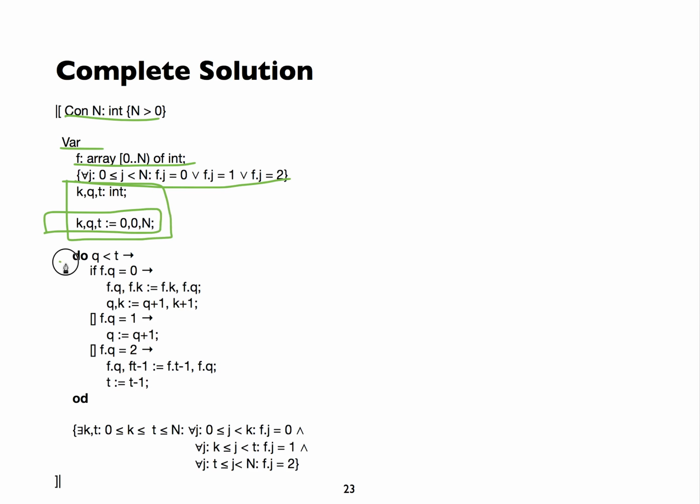The next thing we do is we write our loop. And remember the guard on the loop, this q less than t, again, that hasn't been plucked from thin air. We derived that as well. Now, each of the cases inside the loop body, of course, we derived those. We looked at what happens if it's f dot q equal to 0. Well, we know we swap f dot q and f dot k and increment both q and k. If f dot q is equal to 1, there's no swap involved. It's a simple incrementation of q. And where f dot q is equal to 2, well then we swap f dot q with f dot t minus 1 and we decrement t.